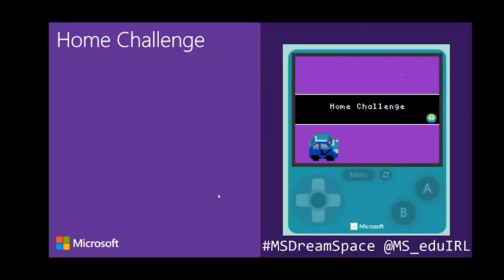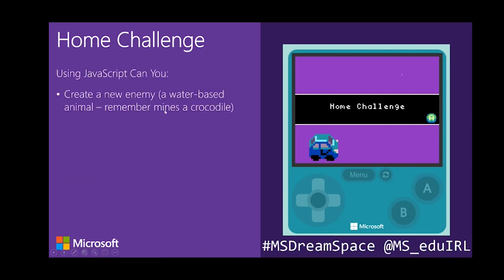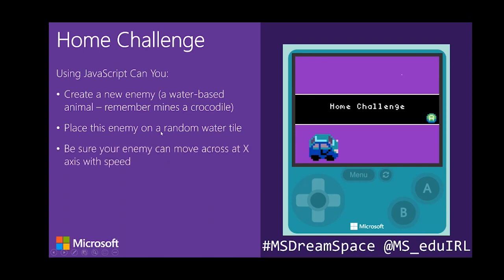Brilliant. Thanks, Amanda. Okay, so as Amanda said, your home challenge for next week is really exciting because it brings us into next week. So what we want to know is, using JavaScript, can you create a new enemy? So a water-based animal maybe, because remember mine's a crocodile. When I was doing that planning sheet, I decided mine was going to be a crocodile. Then place this enemy on top of a random water tile.